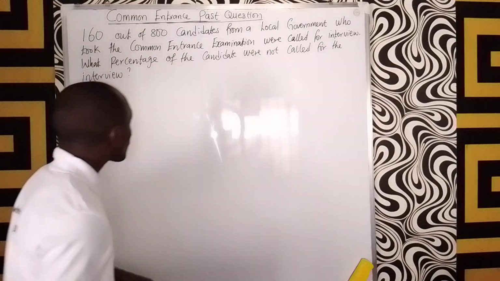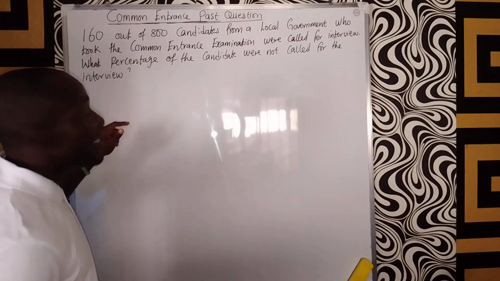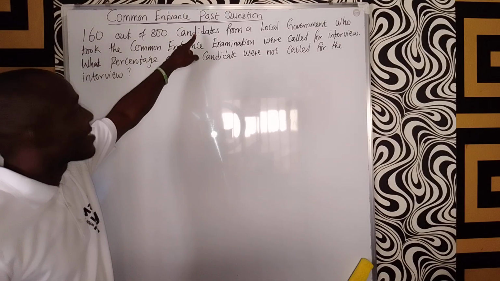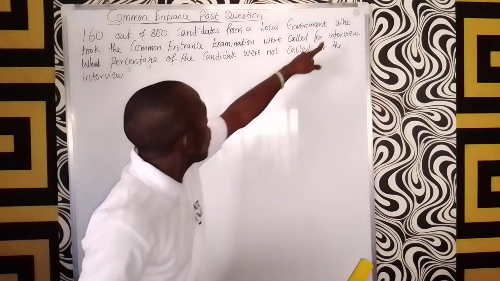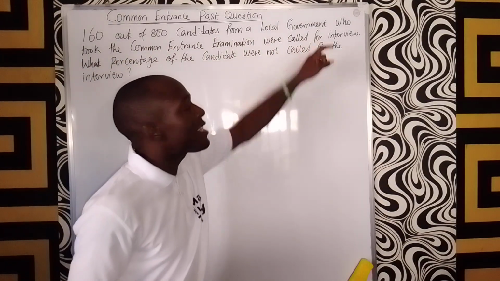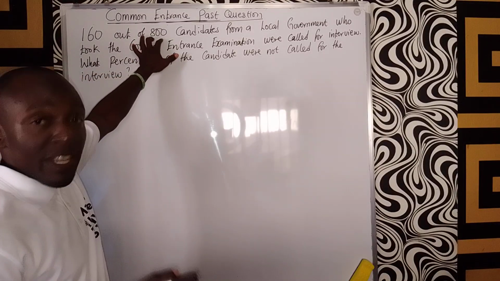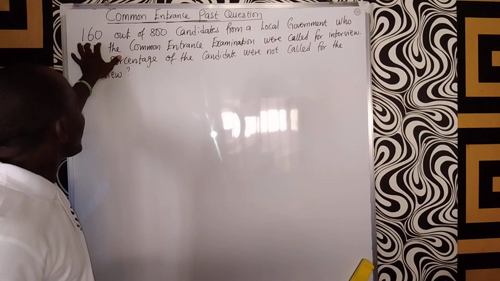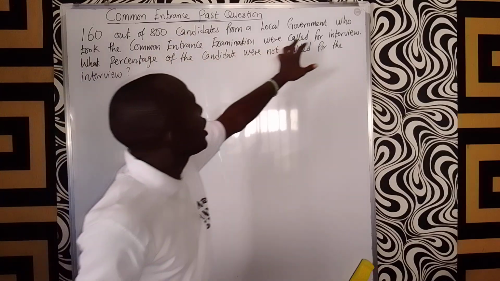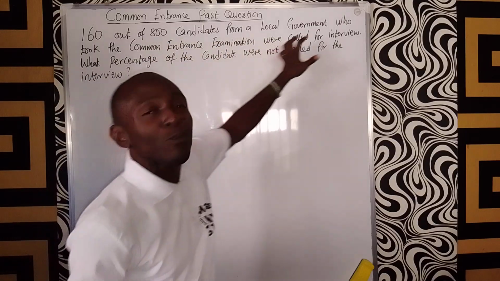And in this video, we have an interesting question from a Common Entrance past question. It says: 160 out of 800 candidates from a local government who took the Common Entrance examination were called for interview. Meaning that the total candidates were 800, but from these 800, it's only 160 that were called for interview. I'm trying to explain the question. So 160 out of 800 were called for interview.